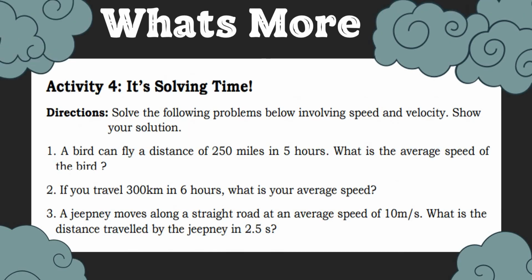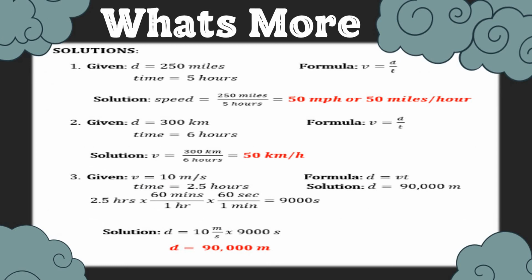Okay, let's have number 2. If you travel 300 kilometers in 6 hours, what is your average speed? Let's have the given: distance is 300 kilometers, the time is 6 hours, and the formula is v equals d over t. By substitution, we have 300 kilometers divided by 6 hours.